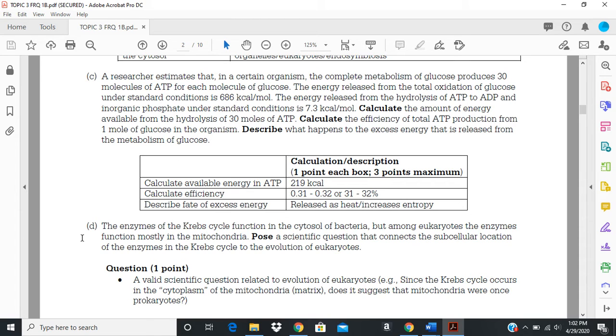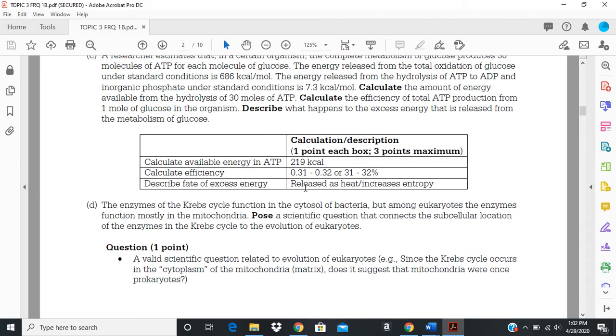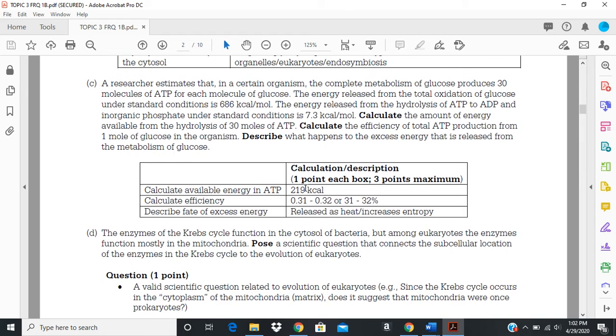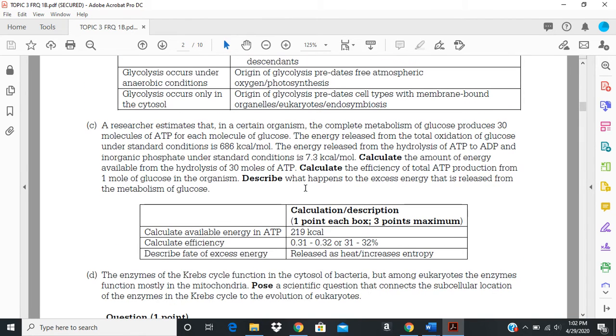Okay. Another scientific question related to evolution: does this suggest that prokaryotic cells eventually evolved into mitochondria? Does this show that mitochondria were free living on their own at one time? Okay. And that's all you needed to add for that. So that's topic 3, question 1B. That's that big question. And we'll jump back in a second.